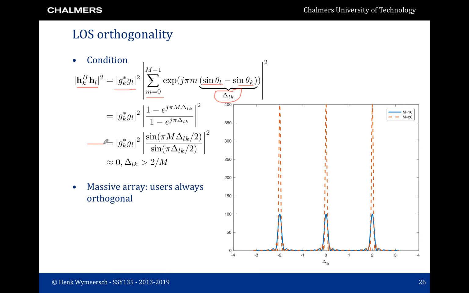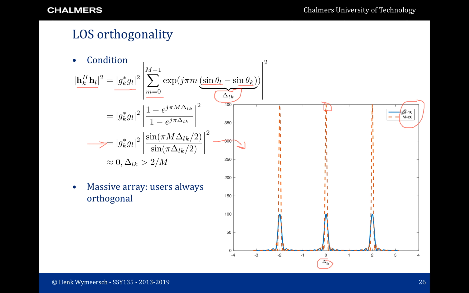After some straightforward manipulations, we obtain the following expression, which we visualize here as a function of delta Lk, the separation angle between the users. So here we have delta Lk. We see that when delta Lk is 0, no matter how many antenna elements you use at the base station, the function will be large. So this means we cannot distinguish between the users, so we cannot separate the signals from those users. Basically, we have no hope.